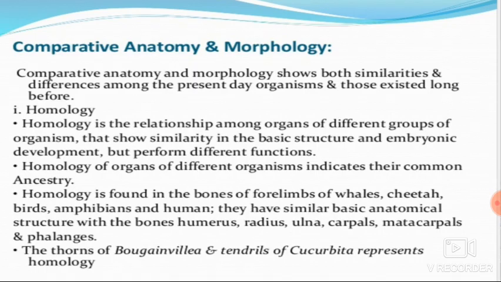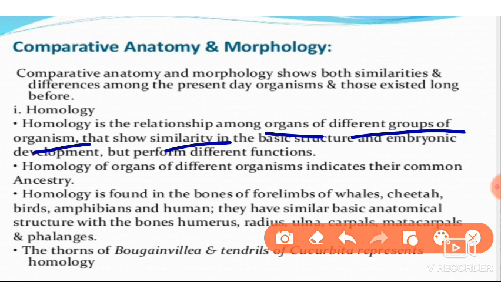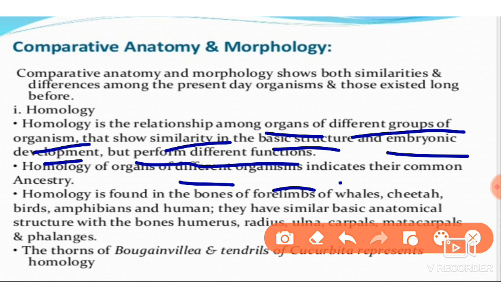Next point: homology is the relationship among the organs of different groups of organisms that shows similarities in basic structure and embryonic development, but they perform different functions. Next point: homology of the organs of different organisms indicates their common ancestors.